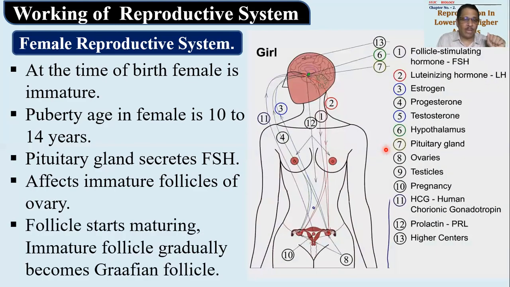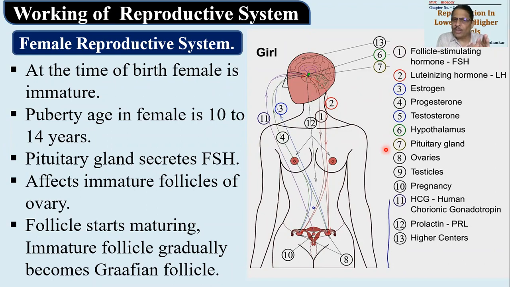So just as in males we said that the cells inside the seminiferous tubules will start producing sperms, in females what will happen is that primordial follicles will be affected. Primordial follicles are present in the ovaries. They will get affected by FSH. They will start developing, not all at the same time, but around, as I told you, 15 to 20. The fastest developing follicle will ultimately become the Graafian follicle.